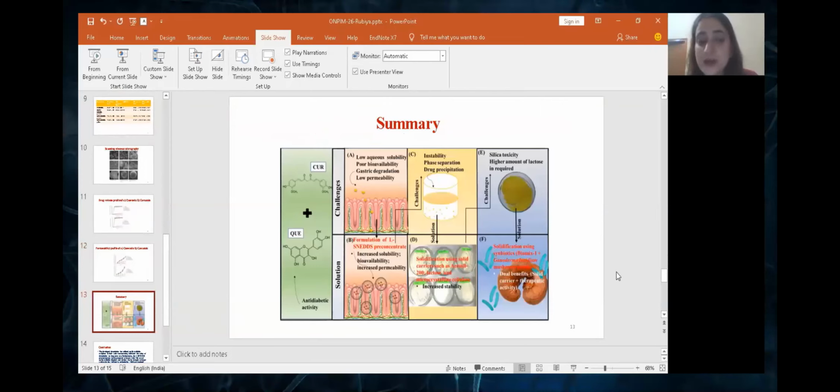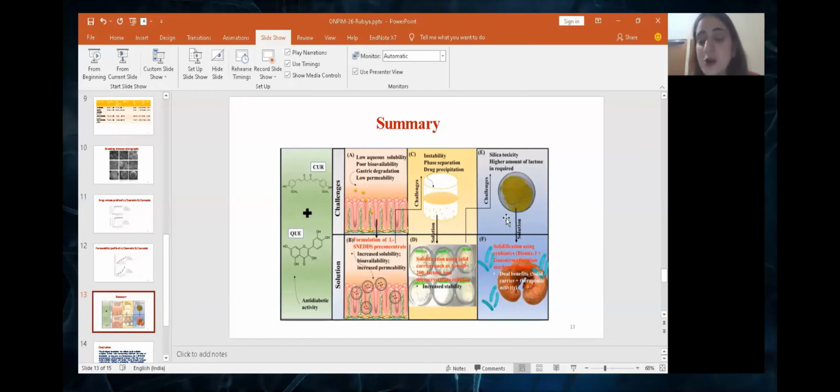Then this is the summary of our work. We have taken curcumin and quercetin, which face the challenges of low aqueous solubility and poor bioavailability. Then we have converted them into L-SNEDDS, that is liquid SNEDDS, to increase solubility and bioavailability. Further, these L-SNEDDS face instability challenges due to phase separation and drug precipitation with time. So in order to overcome this challenge, we have solidified it using Ganoderma mushroom extract powder and probiotics.